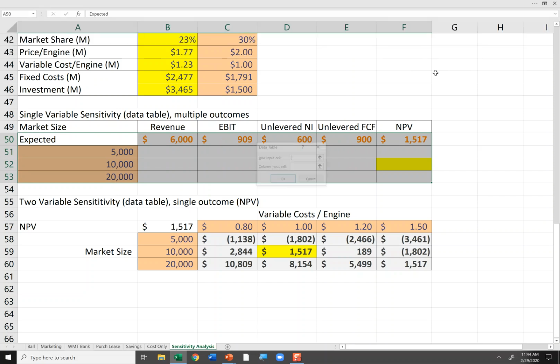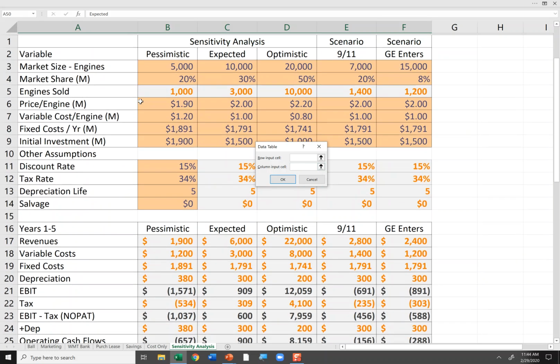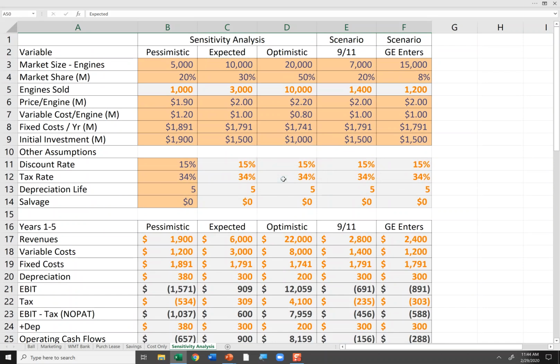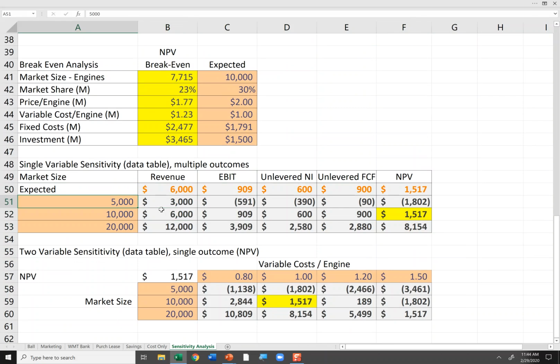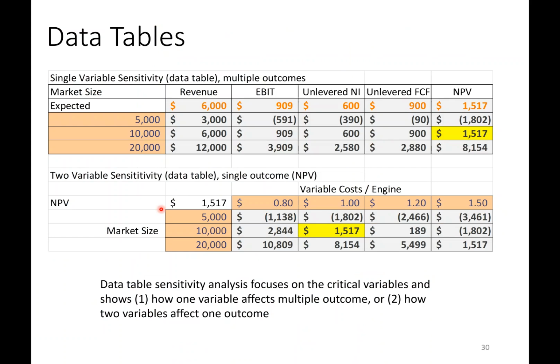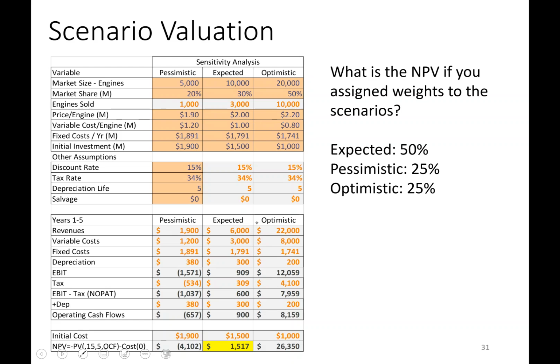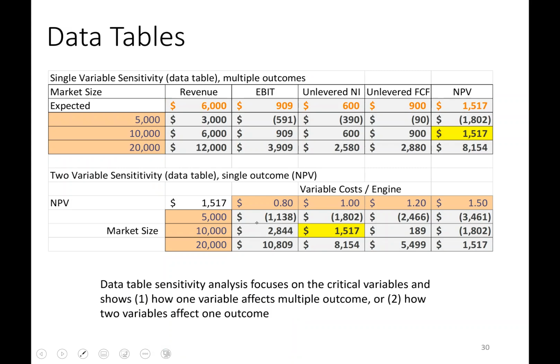what if, data table. Now I only have one variable that's in a column, so where it says column, I'm going to click and put in there the base case assumption for market size. And now I have the effect of market sizes of 5, 10, or 20,000 on 5 different outcomes. So in that case, we did a single variable with multiple outcomes versus one outcome with 2 variables. So there's my scenarios.